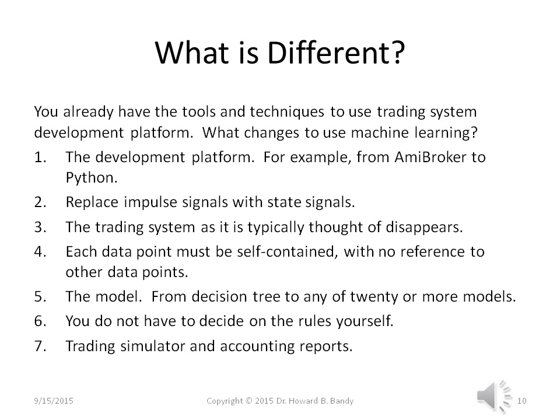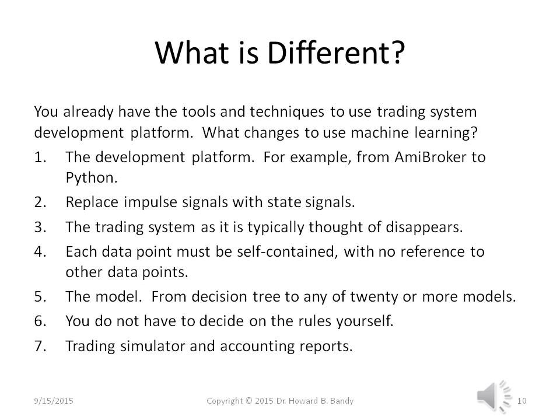Several things are different as you move to machine learning. The development platform changes, for example, from AmiBroker to Python. We'll replace impulse signals with state signals, and we'll see a little bit of discussion of those in a slide or two. Importantly, the trading system, as it is typically thought of, disappears. The buy signal and the sell signal go away.